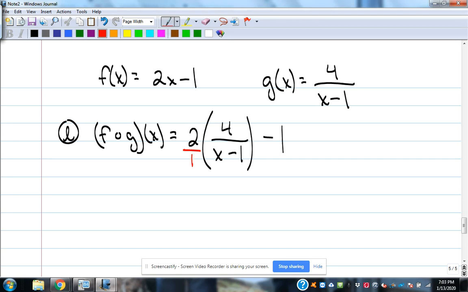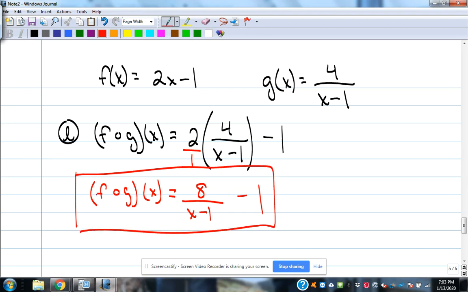Now, how do you multiply fractions? Straight across. 2 times 4 is 8. 1 times x minus 1 is x minus 1. And then minus 1. There's our composite function. In about a month, we're going to be doing a little bit more with that. But right now, that's our composite function. Now, it's the domain of that.